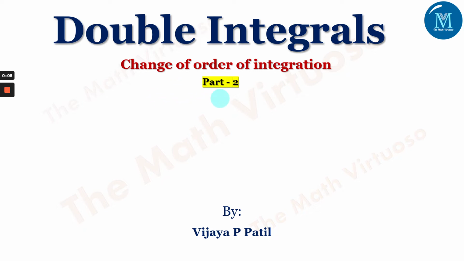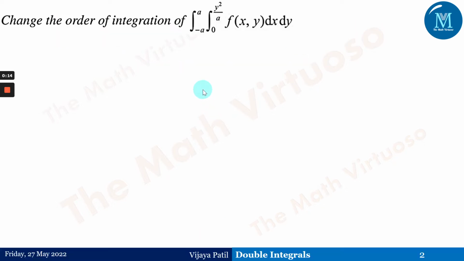We are dealing here with part 2. Part 2 contains a question which is a little different. The concept is a little different from part 1. Change the order of integration: integration from minus a to a, integration from 0 to y square by a, f of x comma y dx dy.